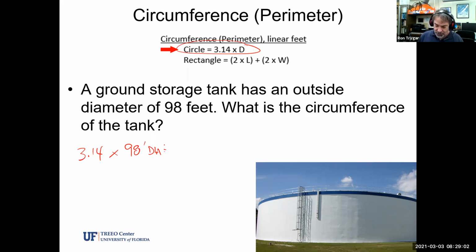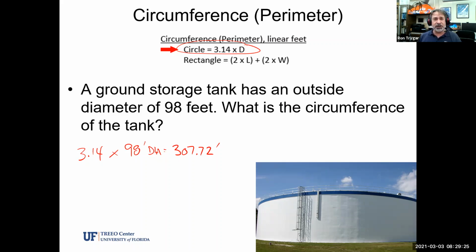So 3.14 times 98, and on my calculator I got 307.72, and that is feet. So 307.72 linear feet of distance you would have walked. So that's how you do circumference. All right, so hopefully so far so good.